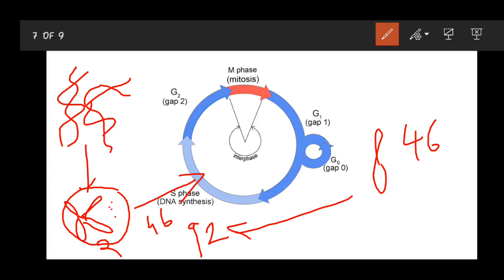The same holds in G2, because no change happens there. In G2 also the same numbers can be seen: 46 chromosomes and 92 chromatids. The same will be visible at the start of meiosis, at prophase and metaphase. In anaphase the situation is different, which we'll talk about in the next session. So till the metaphase stage, a human cell will have 46 chromosomes and 92 chromatids.